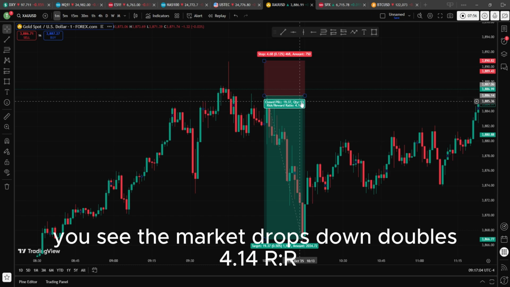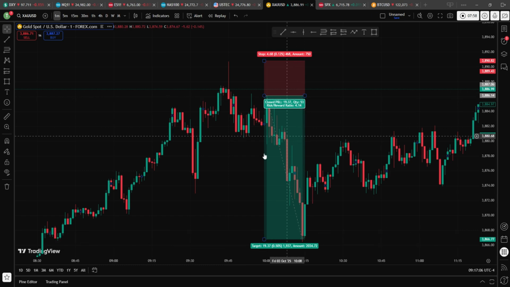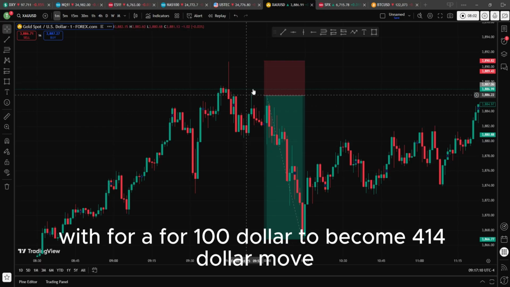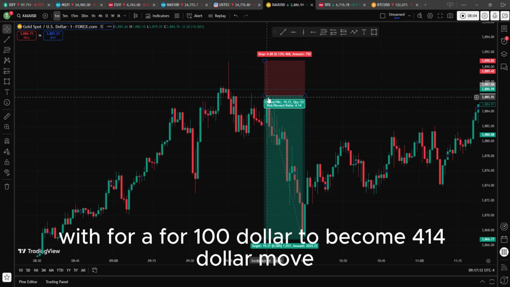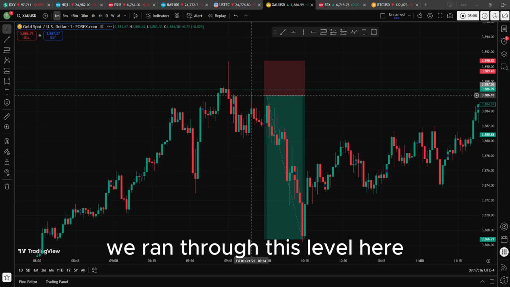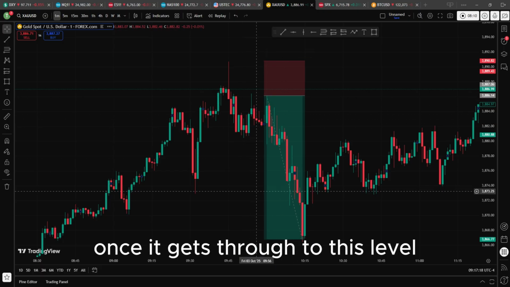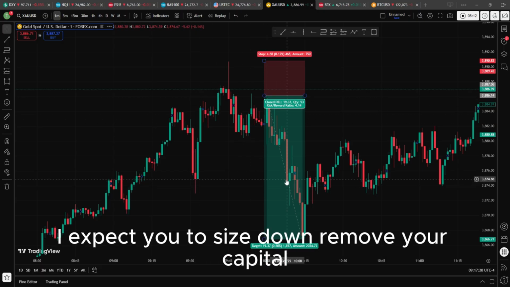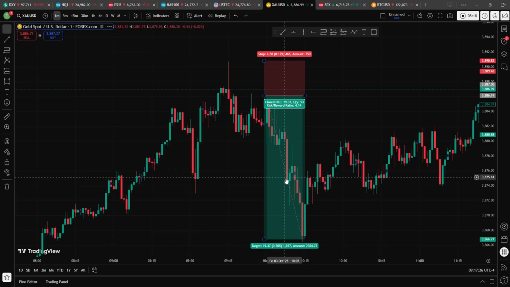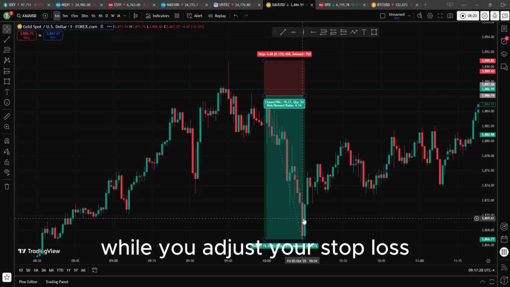That was 4.14 RR. But of course, I don't expect you to stay all through the market waiting for $100 to become a $414 move. Once it gets through to this level, I expect you to size down, remove some part of your capital, and then carry on. Then you adjust your stop loss.